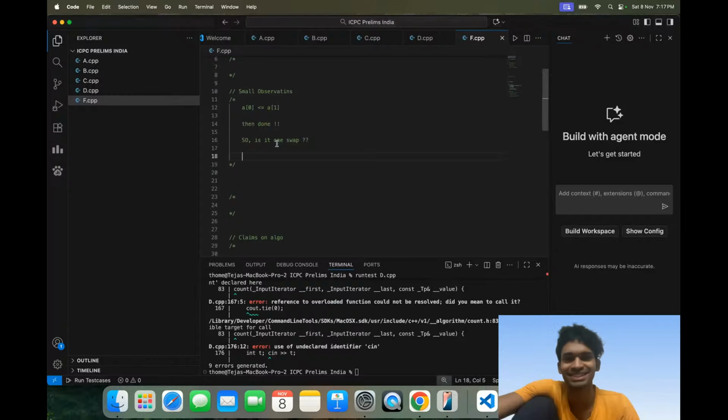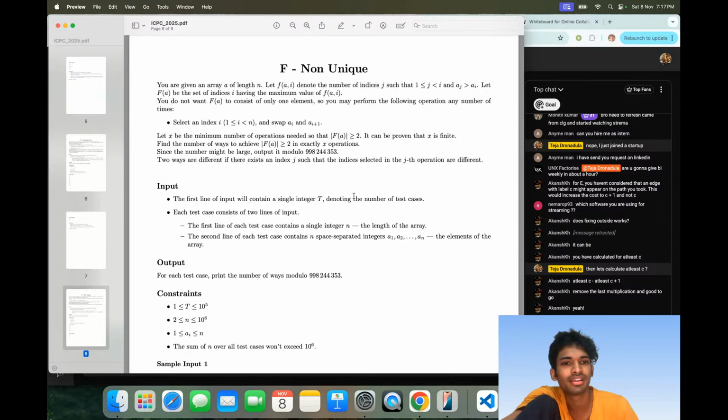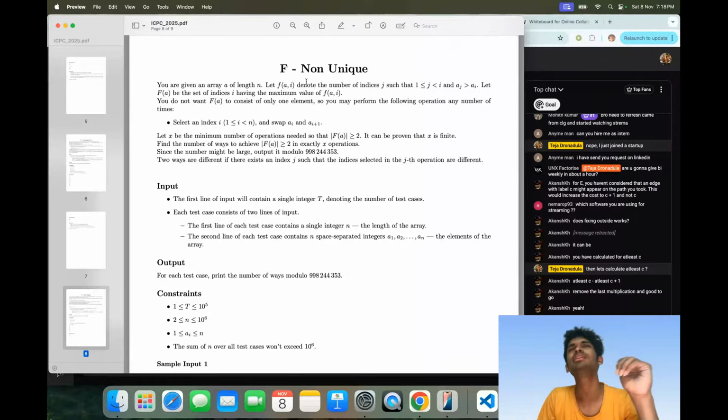I don't think the problem is this easy. Am I doing something wrong? Am I understanding something wrong? Okay, maximum value, right? I forgot that. You want to make two things have maximum. Let's look at one maximum. What does that mean?